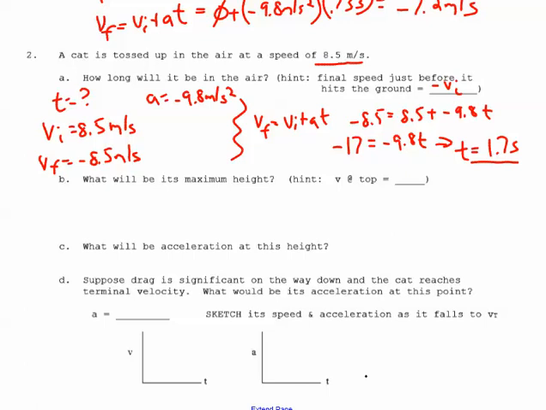So, to sum up, to do these problems, you're using the same kinematic equations. You know that acceleration is always negative 9.8. It's just that you have to use facts to sometimes deduce what the initial speed is, what the final speed is, or the speed at some time. Okay? So I want you to try B on your own, try C on your own. We'll do D together in class.